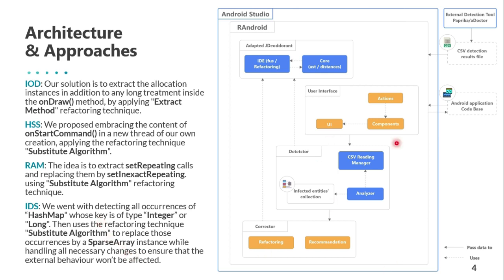So in order to apply these approaches, we went with the following architecture. As the figure shows, our tool has two main inputs. One, the CSV files containing the results of one or both of the two detection tools, Paprika and iDoctor, that we use to help us determine the location of code smells. And two, the application source code itself, since the tool needs to precisely determine the instances' location and deal with them, while the output is limited to the refactored source code.